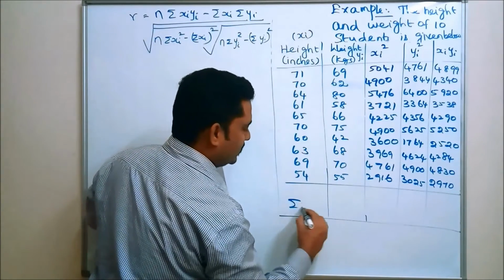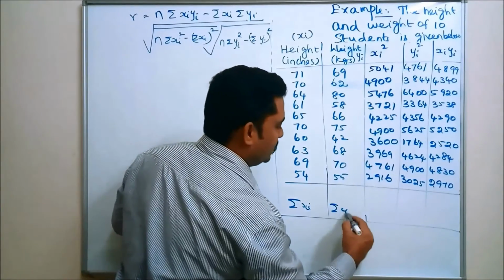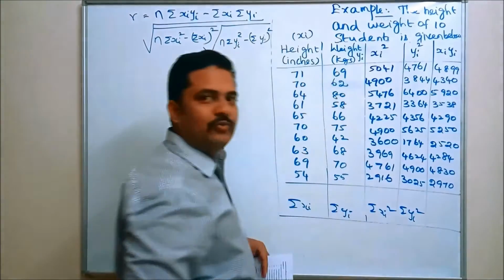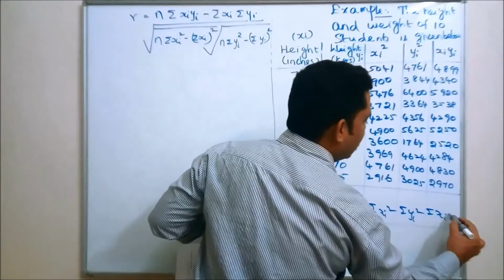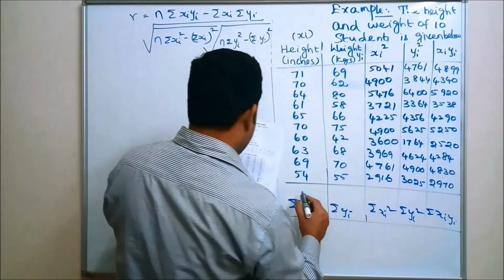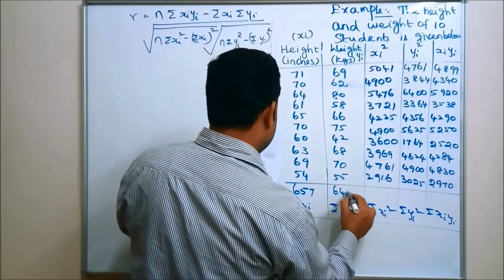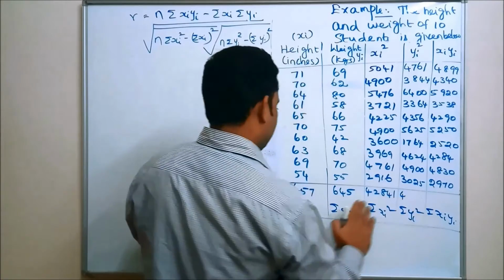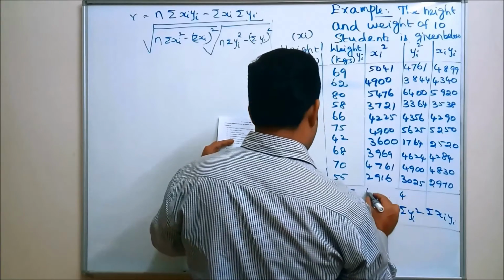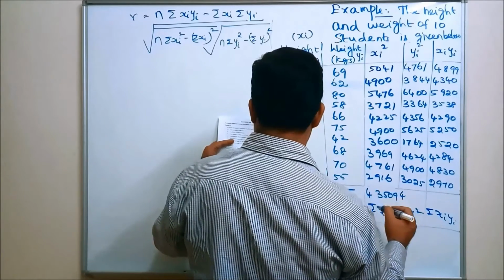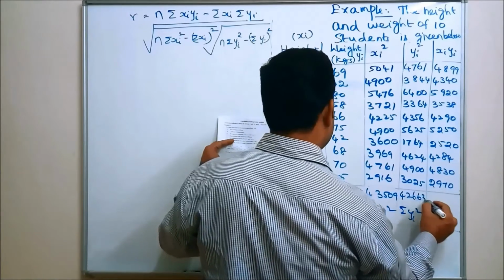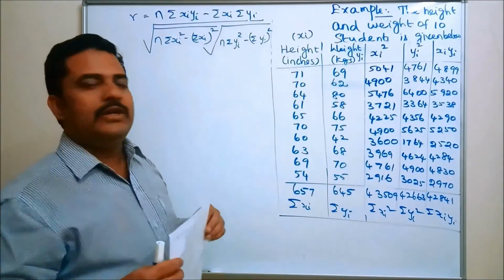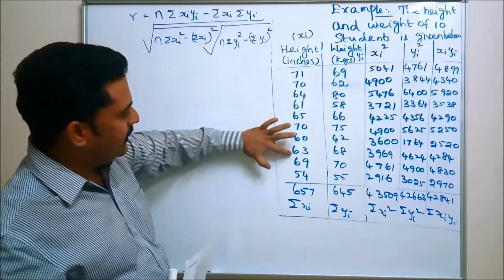The total of xi is summation xi, the total of yi is summation yi. This is the total of xi power 2, summation xi power 2, the total of yi power 2, summation yi power 2, and this is xi yi, so summation xi into yi. Let us find the totals. This is 657, this is 645, this is 42841, this is 43509. This is 42663, and this is 42841. And we know that the values 1, 2, 3, 4, 5, 6, 7, 8, 9, 10.